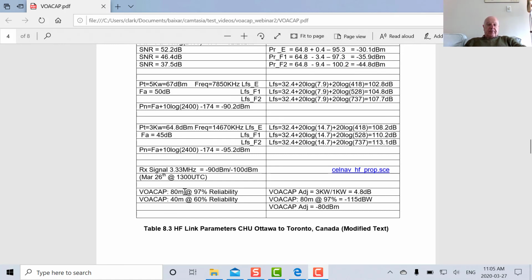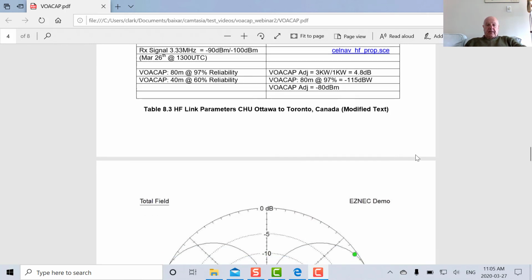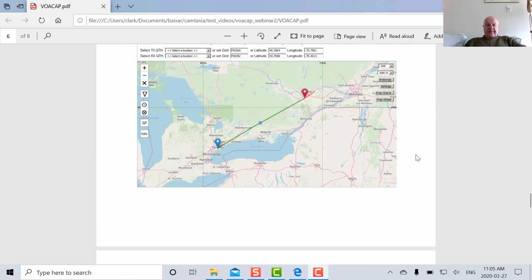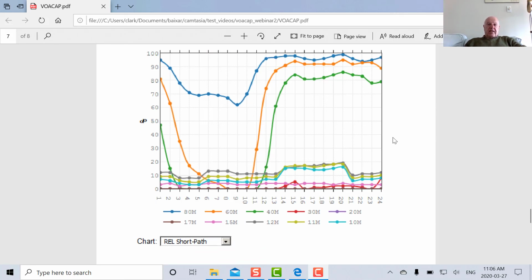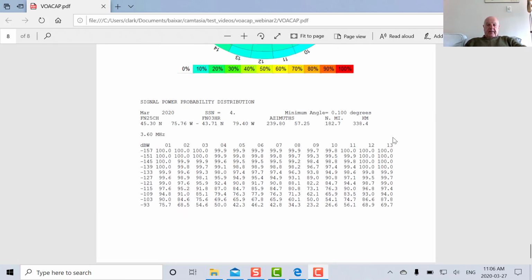Now, if we look at the VOACAP results, we're going to see that at around 80 meters, which is close to 3.33 megahertz, our reliability is 97%. So let's go down here. That's my reliability graph that I get from VOACAP. So that blue line there is the 80 meter band, which is close to 3.3 megahertz. And let's look at 1300 UTC, which is like 9 in the morning. So you can see that's around 97%. Okay, so that's the reliability of the circuit.